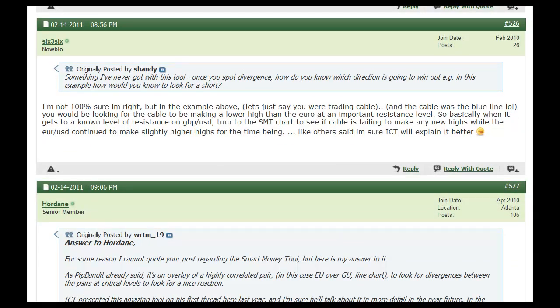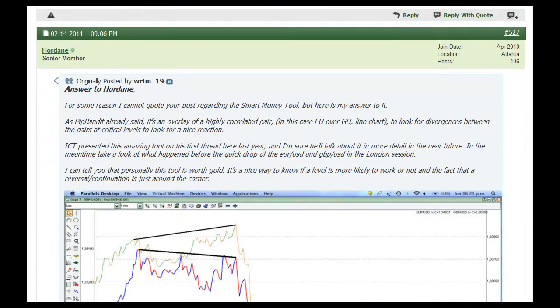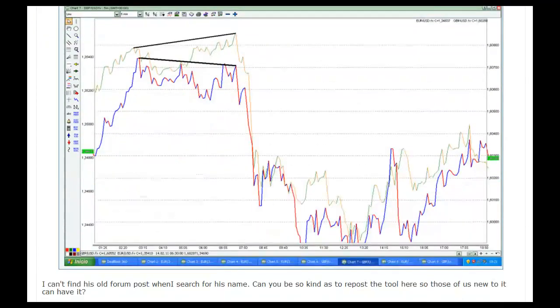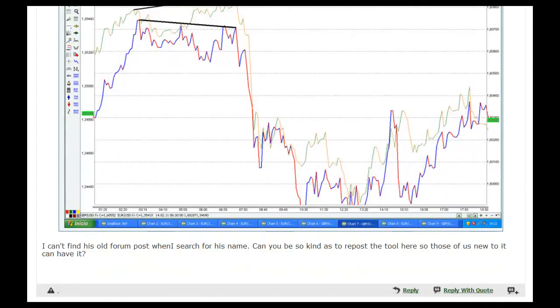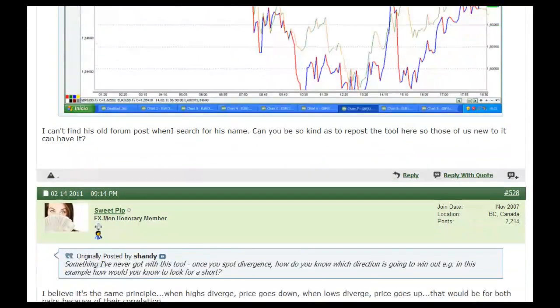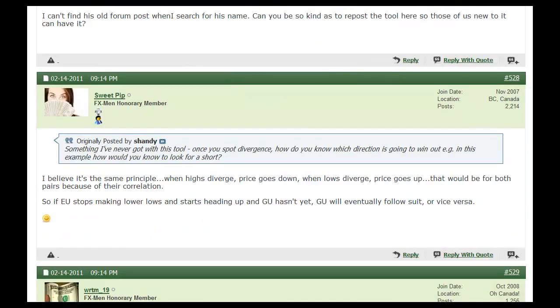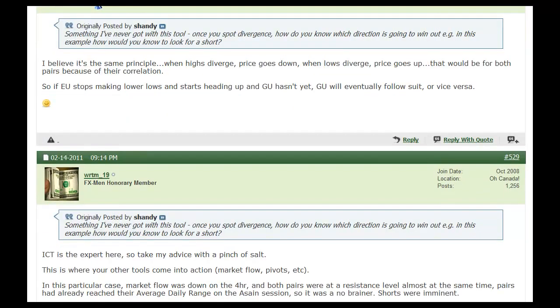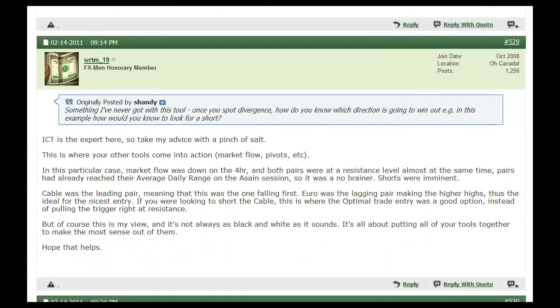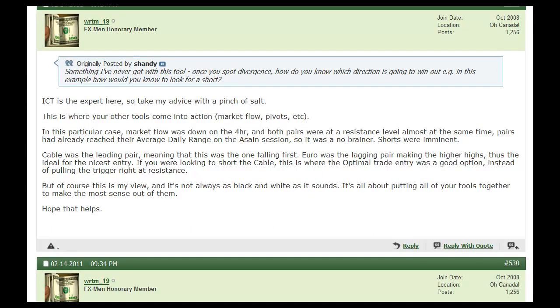Yeah, basically it's how it's done. 636, appreciate that. Yes, exactly. When it's making lower lows and the other doesn't follow suit, it is a divergence. Right. Very good.